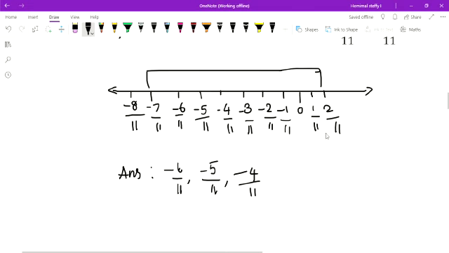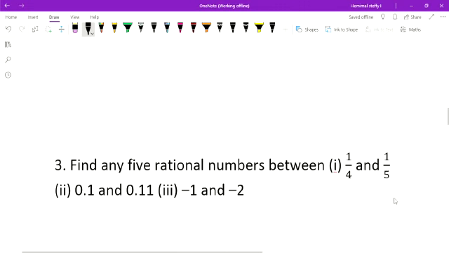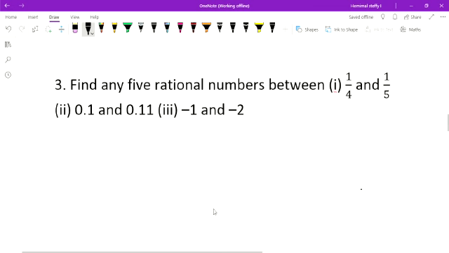We cannot do it like that because the denominators are different. When the denominators are different, first we see whether the denominators are the same. Otherwise we will use one formula. What is the formula? a plus b by 2. We use this formula, a plus b by 2. What is the a here? 1 by 4. What is the b here? 1 by 5. Is it clear?